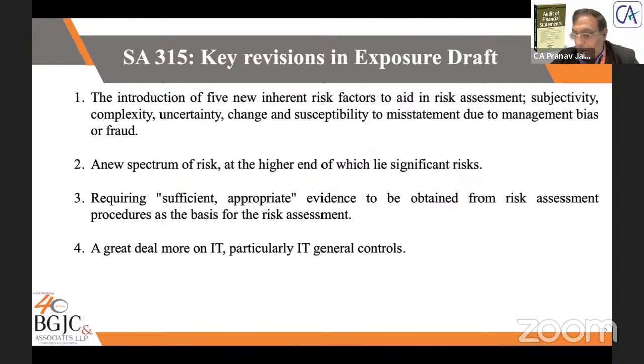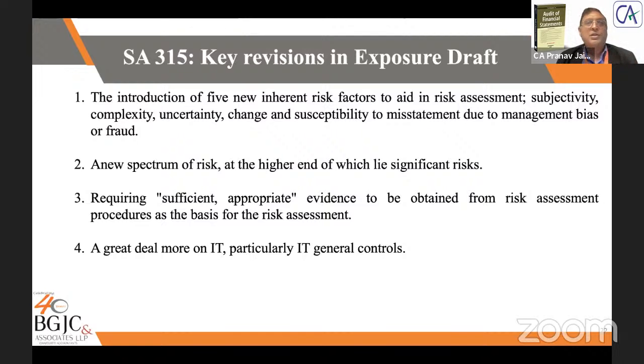The standard deals a lot on IT, particularly IT general controls. The standard talks about general IT controls, information processing controls, and IT environment. There is an Appendix 5 in the standard, which is of 12 pages dealing only with IT related risks and how to address them. So 12 pages only on IT.